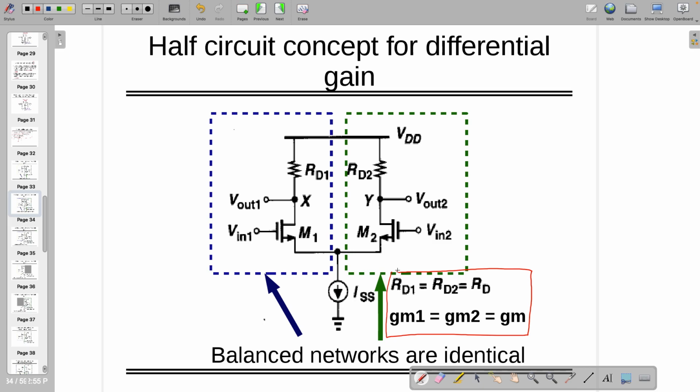This might not be true all the time, but on paper, let's assume that RD1, RD2 are exactly equal to RD, and GM1, GM2 are exactly equal to GM. Or if there is any body effect, then also GMBS1 and GMBS2 are equal to GMBS. If there are output channel modulation resistances, then they are also identical to each other. So everything is identical. That is what we assume at the beginning, if you remember. So balanced networks are identical to each other.